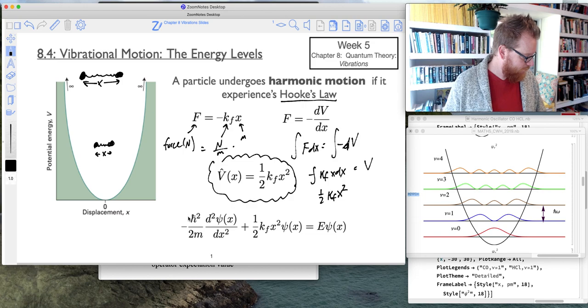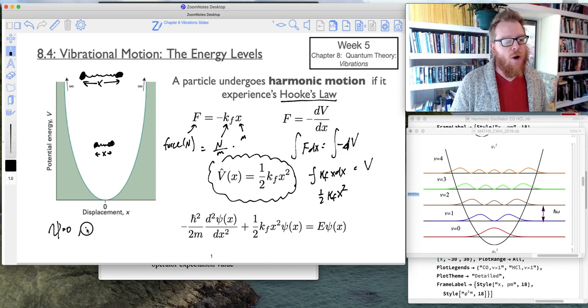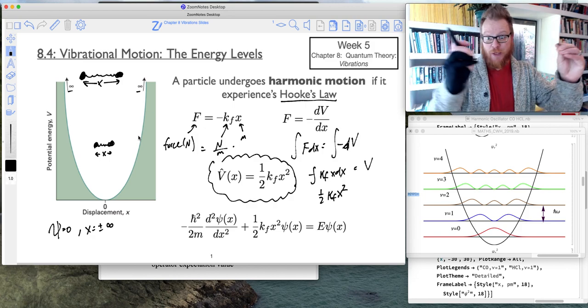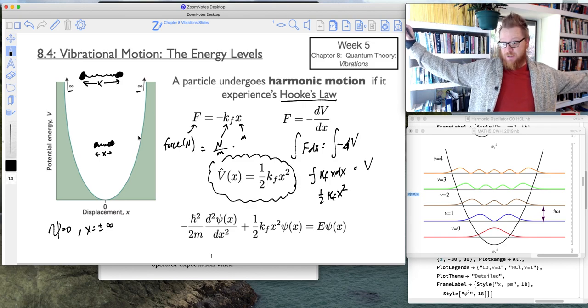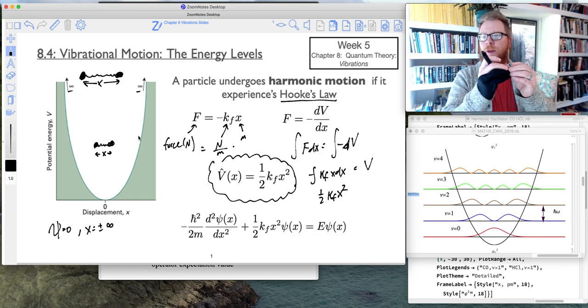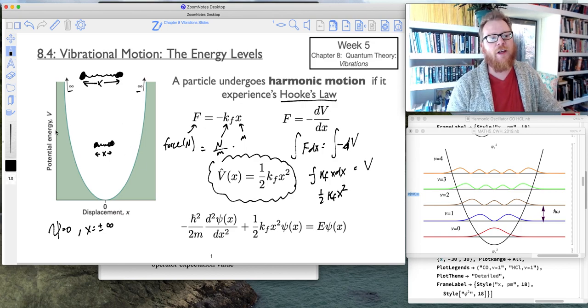1/2 times kf x squared. Now, if we consider also our boundary condition, we know that psi has to equal 0 when x equals plus or minus infinity, as given right here. What that means is our oscillator can't be displaced by an infinitely large distance. We are going to build in the fact that this thing can only oscillate or be displaced by a finite amount. That's where we'll say its potential energy will tend to infinity as we go up and up and up.